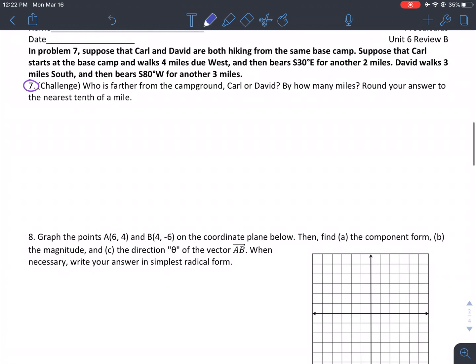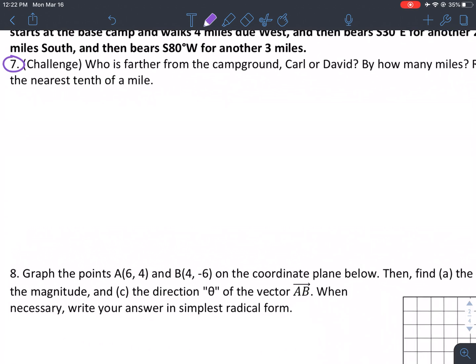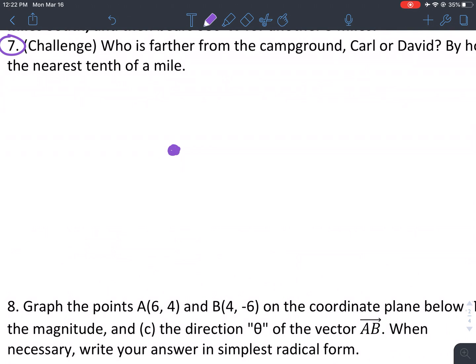Here's a challenge problem for you. Suppose that Carl and David are both hiking from the same base camp. Carl starts at the base camp and walks 4 miles due west and then bears 30 degrees east of south for another 2 miles. Here's our base camp. Carl is going to walk 4 miles to the west. Now he makes a turn at 30 degrees east of south. What does that look like?